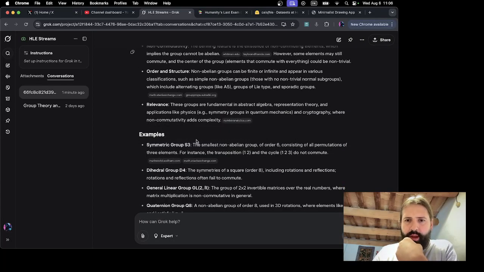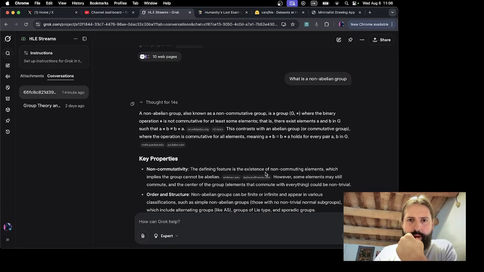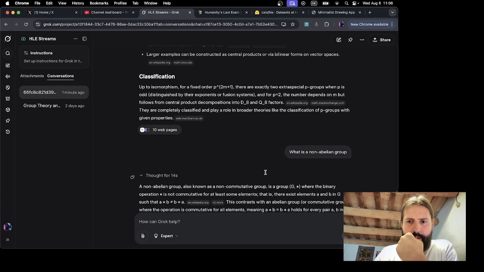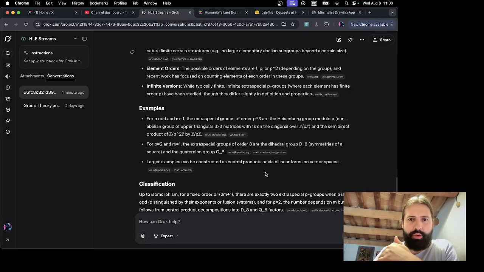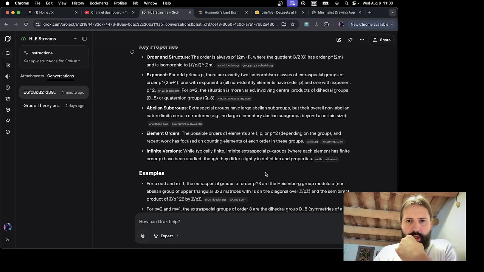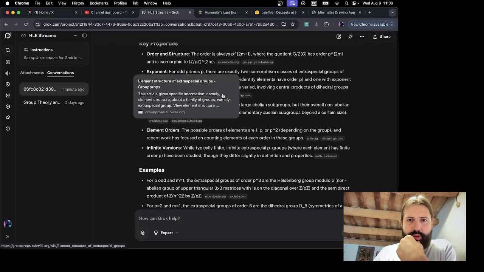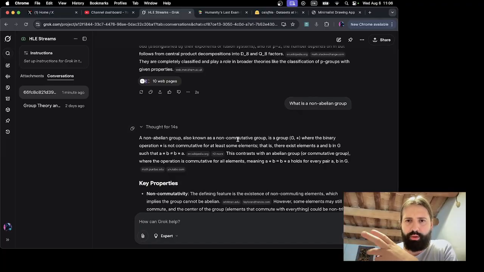Examples: S3. I know S3 because that popped up in some of the quantum stuff that I did a few years ago. Just to be clear, this is way above my pay grade in terms of my core math knowledge. So we're really exploring here, and I'm not reading all of these on purpose. I'm just cherry-picking the things that I want to dig into. So non-abelian groups are the ones with non-commutative operations.